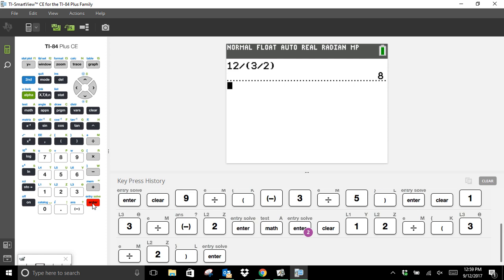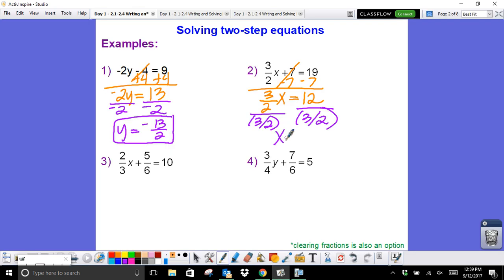Enter, and we get a really nice number of 8. So x equals 8. Okay, we're just going to do one of these next two because they're exactly the same, just different numbers. All right, so let's do number 3.